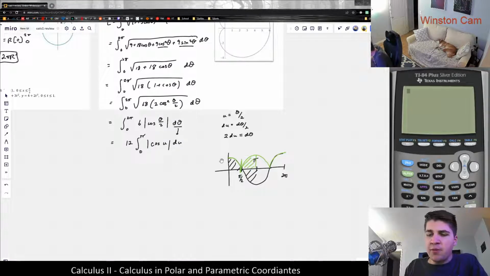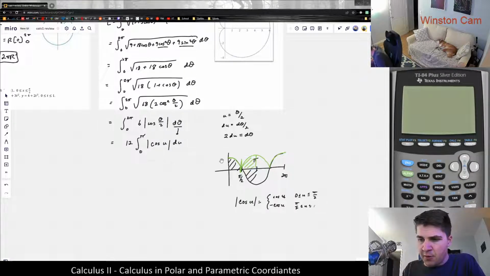But another way of doing this is if you're like, well, how would I integrate this? We could think about it as a piecewise function where it's equal to a normal cosine function when we're going from 0 to pi over 2. But since the absolute value would change the sign, it would be equal to negative cosine u for the part from pi over 2 to pi. And so I could change it to the form of a piecewise function.